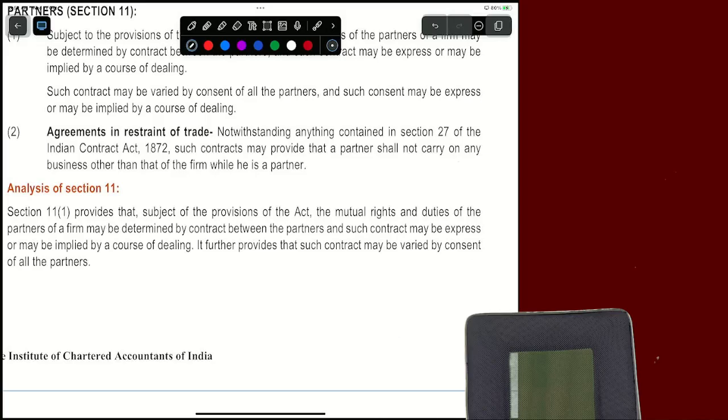Notwithstanding means ignoring. Read. In the place of notwithstanding put ignoring and read: ignoring anything contained in section 27 of the Indian Contract Act. Continue. Such contracts may provide. Stop there. Which contract? Partnership deed. Continue. May provide that a partner shall not carry on any business other than that of the business while he is a partner.